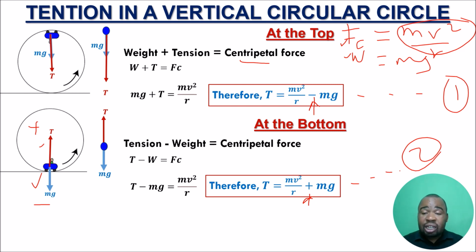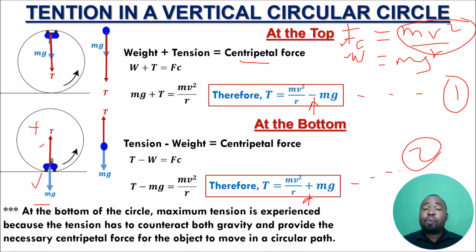Therefore, it is evident that the tension in vertical circular motion is not the same. It's changing. So how does it compare? Because of the positive in the second equation, it's very clear that the tension at the bottom is maximum, since the tension is counteracting the gravitational force, at the same time providing for the centripetal force.